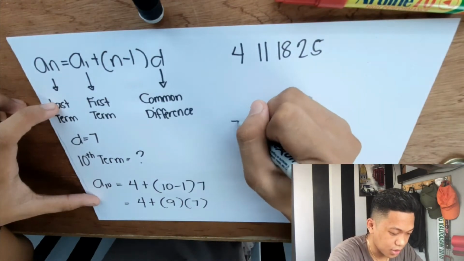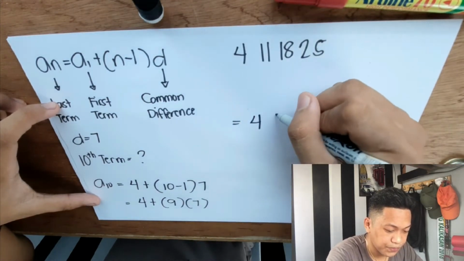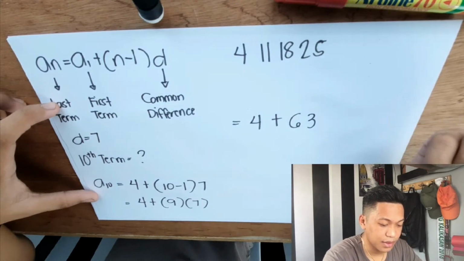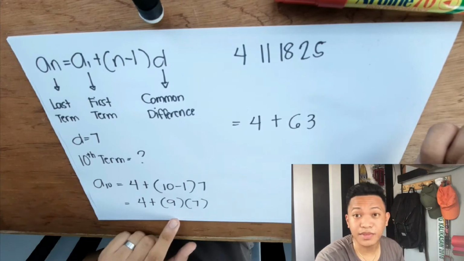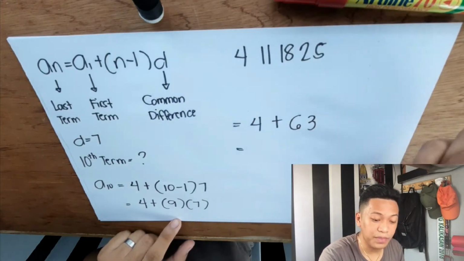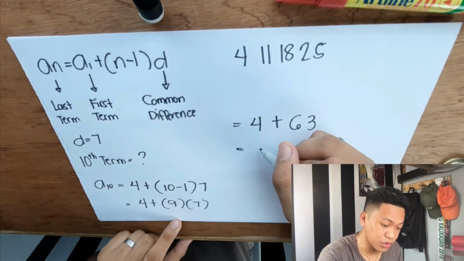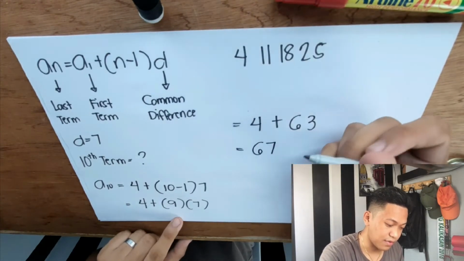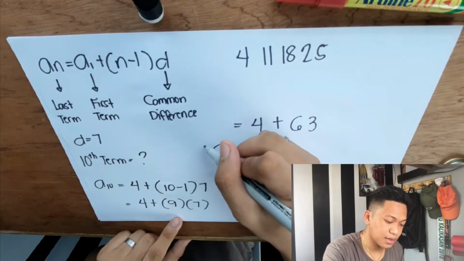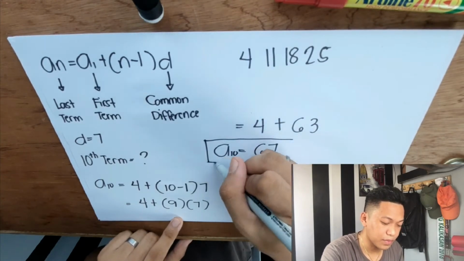So, magiging siyang 4 plus 63. Kasi 9 times 7 is equals to 63. So, 4 plus 63 is equals to 67. So, our 10th term is 67.